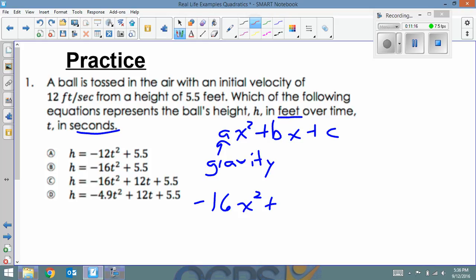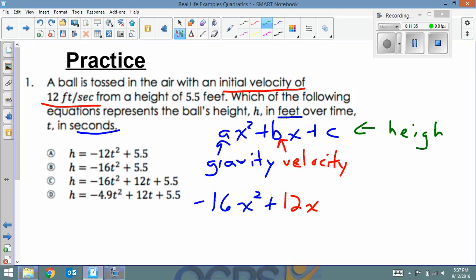Okay. Our b here stands for velocity. So we look for our velocity. They tell us our velocity is 12 feet per second. So this is going to be plus 12x. And then our c at the end here, that's going to stand for our height. We know our height in this case is 5.5 feet. So we're going to add 5.5 to the end. So we know our final answer is going to be C.